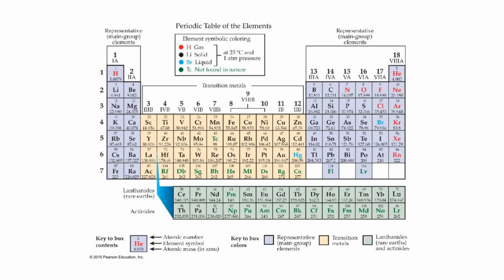Now let me try to explain why it's the octet. I'm going to ask you to just look at the purple elements here on the periodic table. We have two columns that are purple. We have the first two columns, called representative main group elements, and the last 6 columns, which are also called representative main group elements.